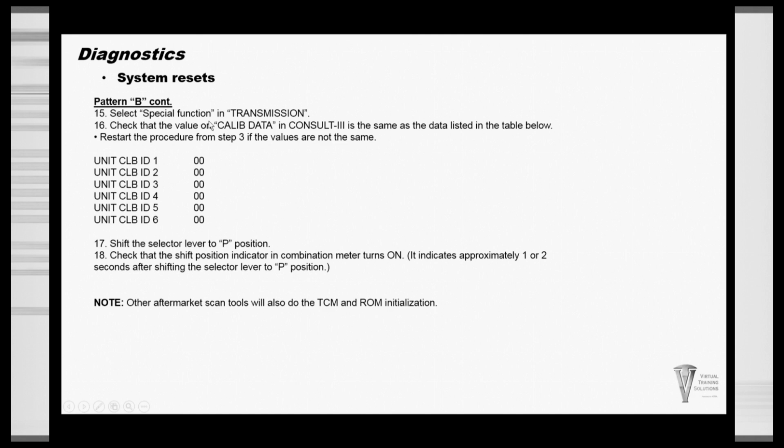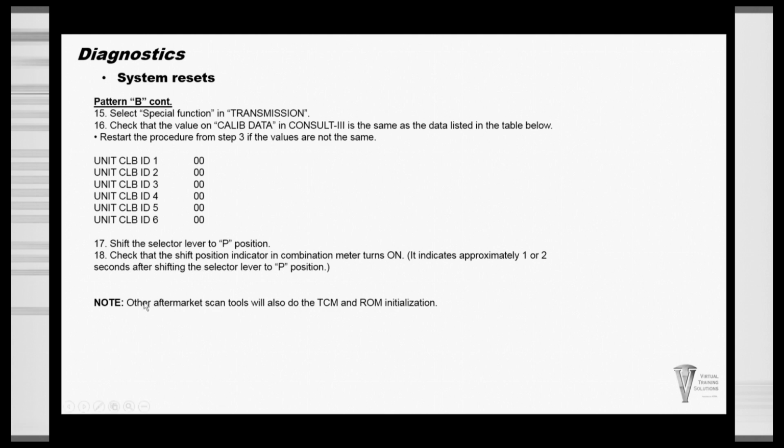Select special functions in transmission. Check that the calibration data and Consult 3 data is the same as the data listed in the table below. So you're looking at calibration data 1 through 6, and you want it to be zeros on all these. Move the shift lever to park. Check to make sure that the park indicator is reading correctly. So that's how you do it with the factory scan tool.